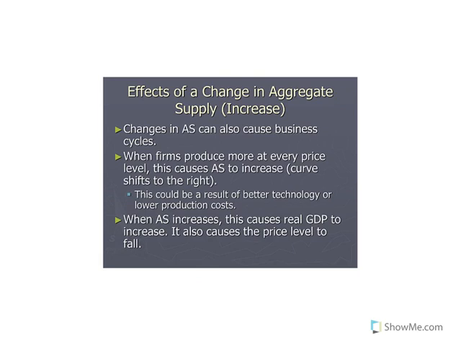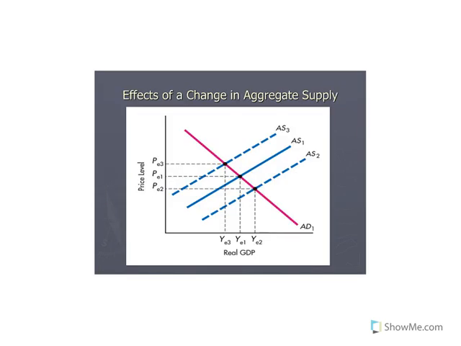Now, of course, when aggregate supply is increasing, this also can trigger the expansionary phase in the business cycle, but instead of causing the price levels to rise, it could cause the price levels to fall.